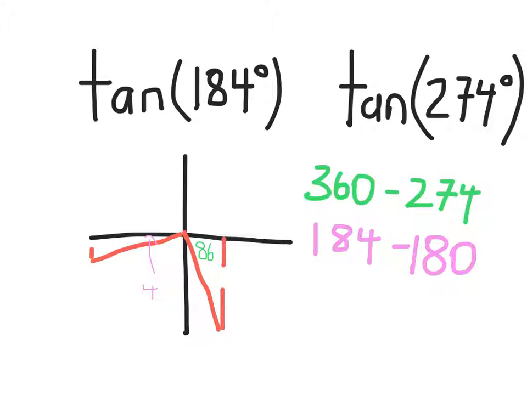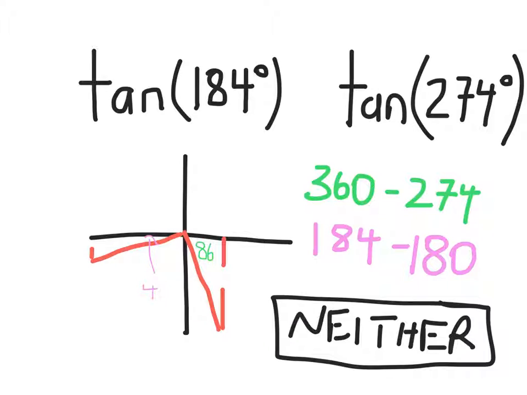The triangles are definitely not reflections of each other. The reference angles are different. Therefore, these angles have neither opposite nor equal values.